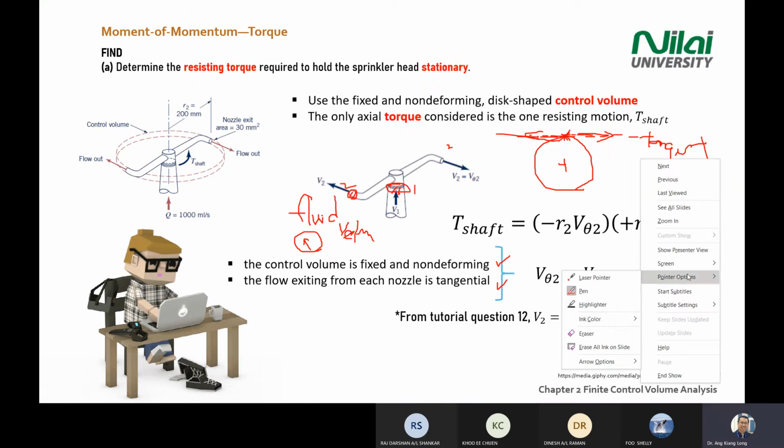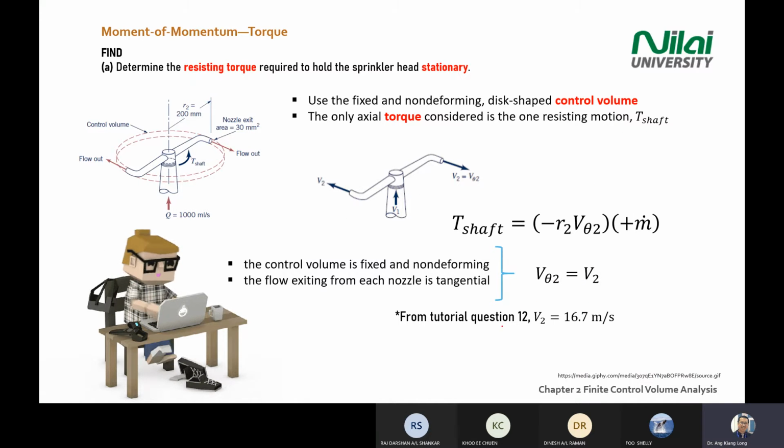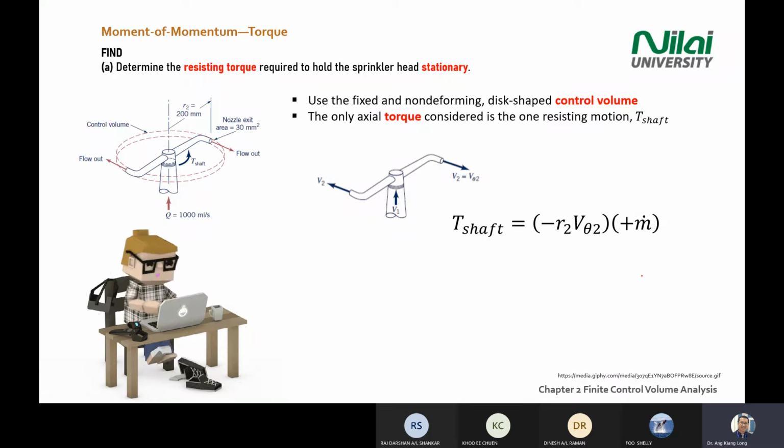I'm not going to repeat how you find V2. Refer to tutorial question 12. The same procedure is used to find V2, already covered in the lecture. So go back and listen to the video, or go back to the previous slides. Go to question 12, and you find V2 equals 16.7 meters per second. Again, you need to refer to the previous one. Same steps, and you get 16.7 meters per second.